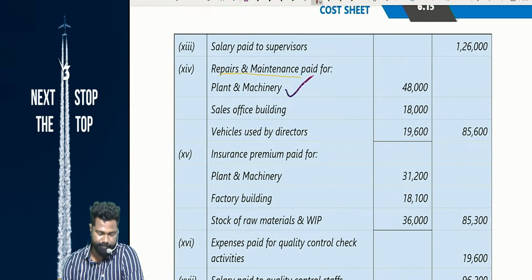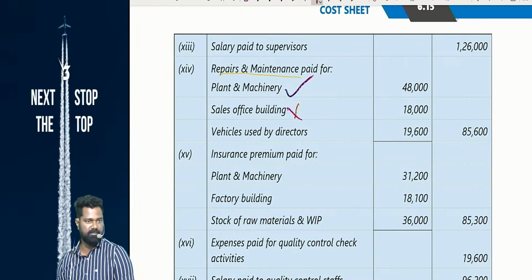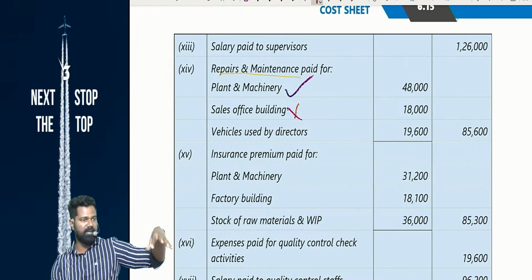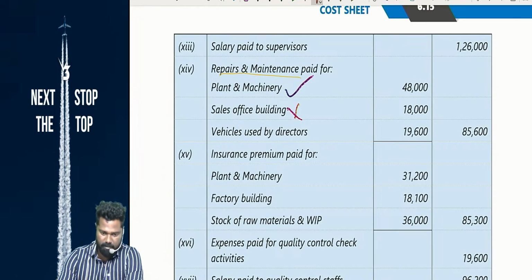Why? Okay. Vehicle used by director. Yes. Admin, you can take it as admin. Vehicle used by director, admin relating. Okay. Next is what?